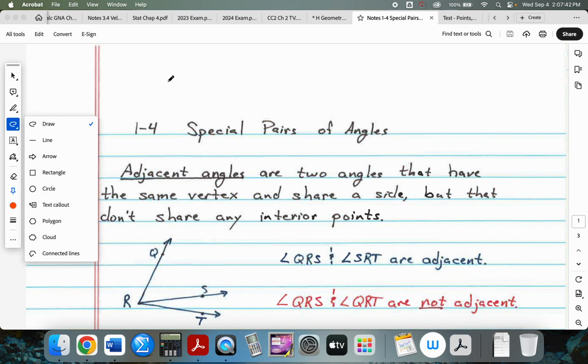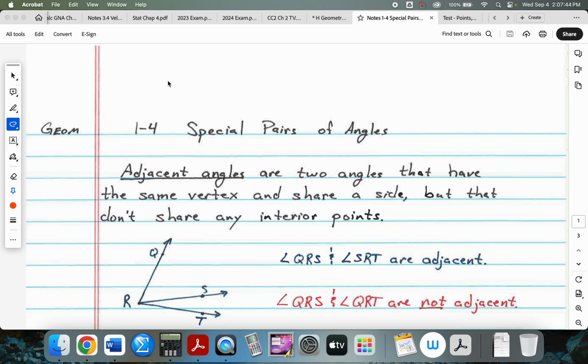So today we're going to look at some special pairs of angles. So it's mostly terminology. You do have to have these words memorized. You have to know what the word means. I'm not going to ask you to quote the definition, but you need to know what it says. Okay? And you need to know all the terms.